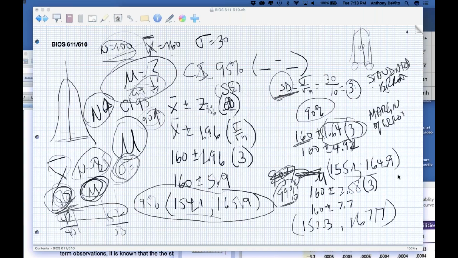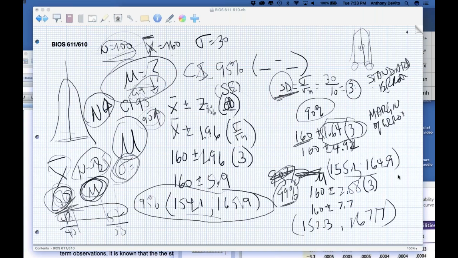And we got a higher range as the confidence interval increased. As the confidence interval increased, in other words, we want it to be 99% sure, well, in order to be 99% sure, I need a wider range.